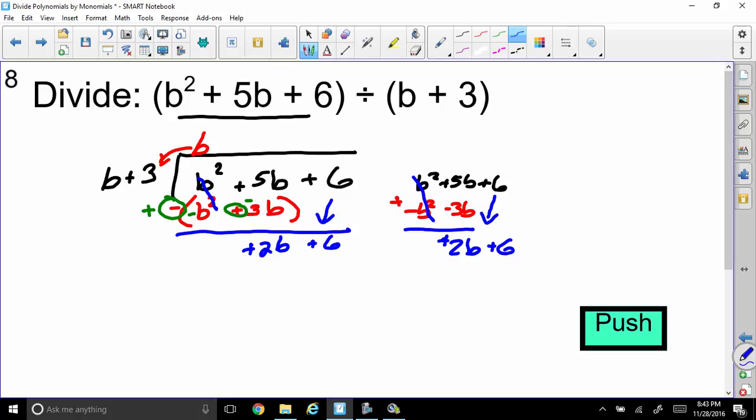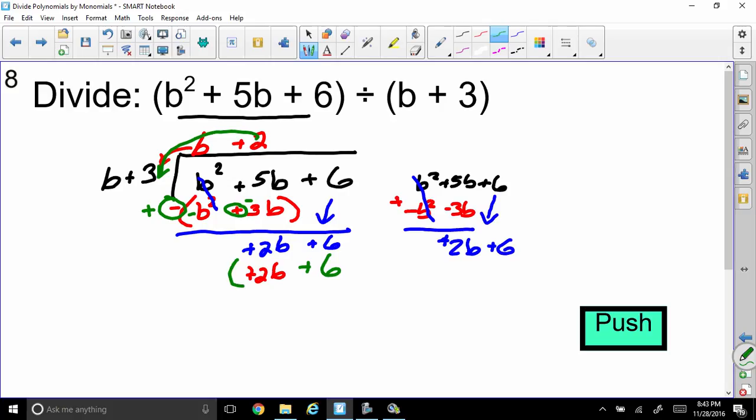So now I've got to continue my division. So let's continue dividing. b goes into positive 2b how many times? 1 time. Positive 2b divided by b gives me positive 2. So let me write that down here. And now, don't forget, I've got to multiply not only by the b, but I also have to multiply by the positive 3, because that's part of the binomial. So positive 2 times positive 3 gives me a positive 6.